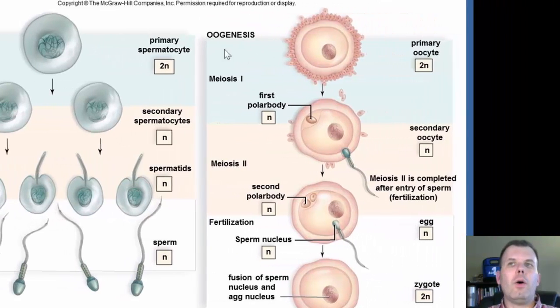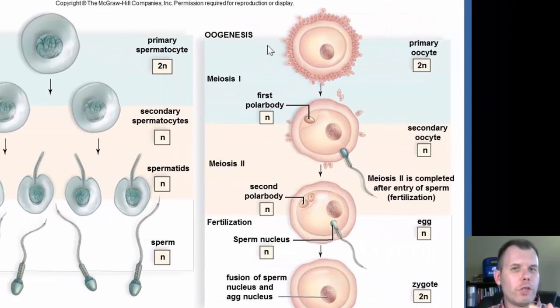Okay, now in females, we call this oogenesis, or the genesis of the oocyte. Okay, and what happens is you start with the primary oocyte, but instead of having 2 cell divisions, you actually only have 1. You have a cell division, but the one egg cell takes up all the cytoplasm and leaves the other just a little bit left. And we call this little bit left the polar body.